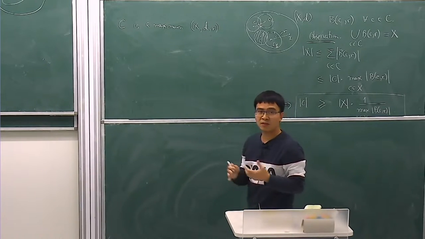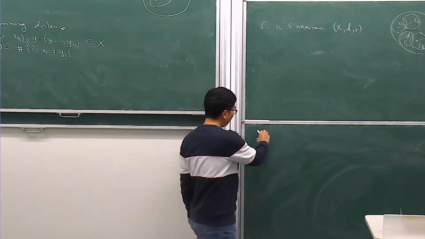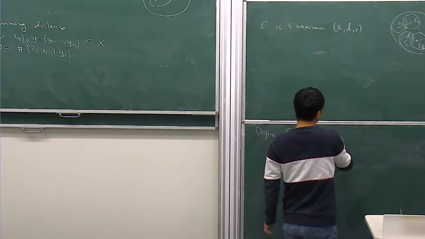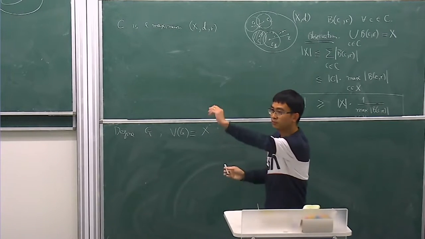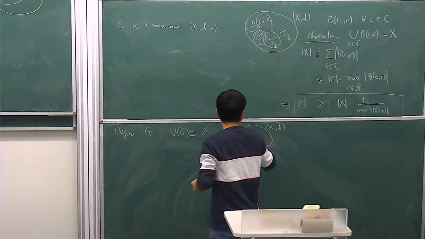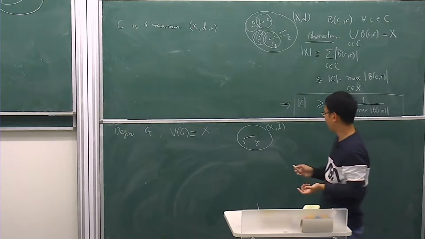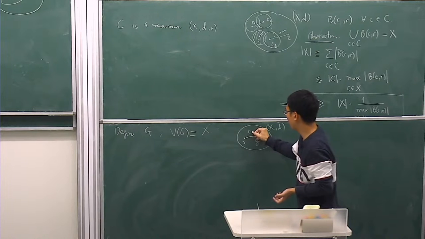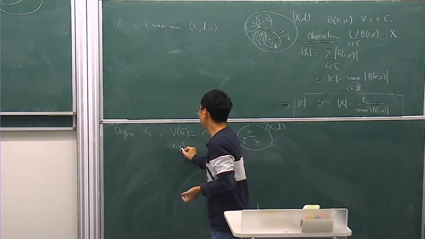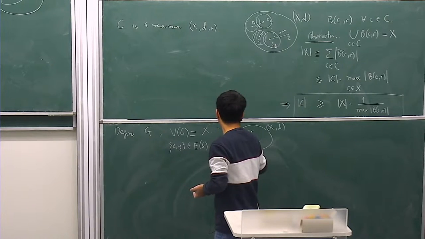So to give you an idea how we can improve this bound, let me interpret it in terms of graph language. We can define a graph G with the vertex set X. I put an edge between x and y if the distance between them is at most r. So x and y are adjacent in G if and only if the distance is at most r.